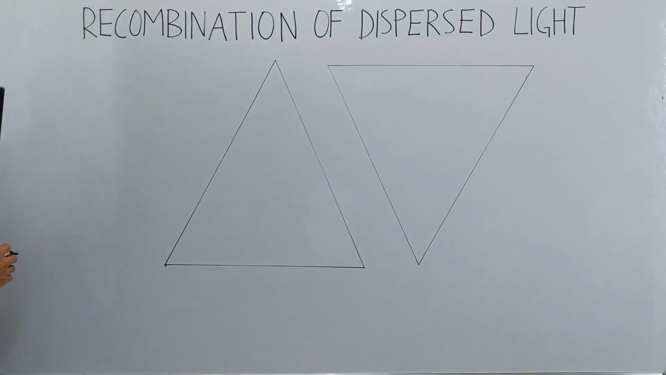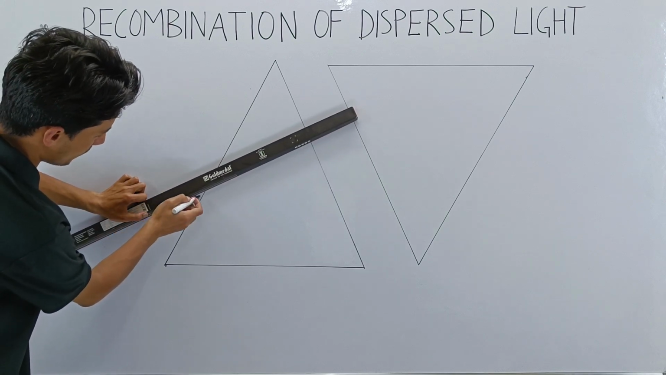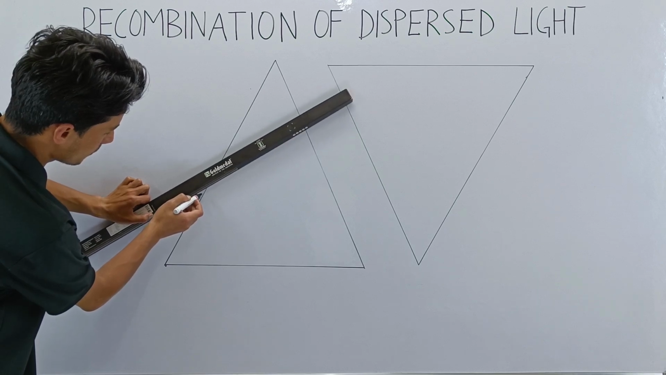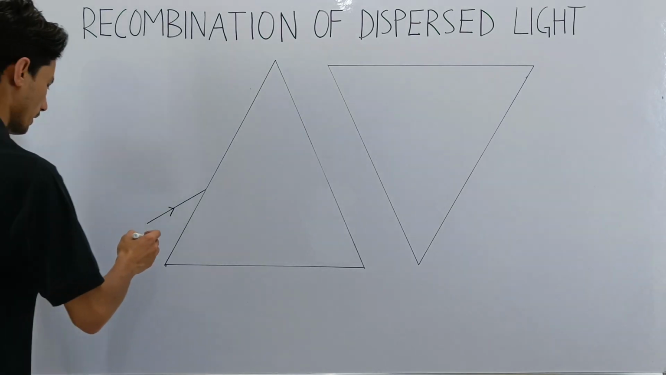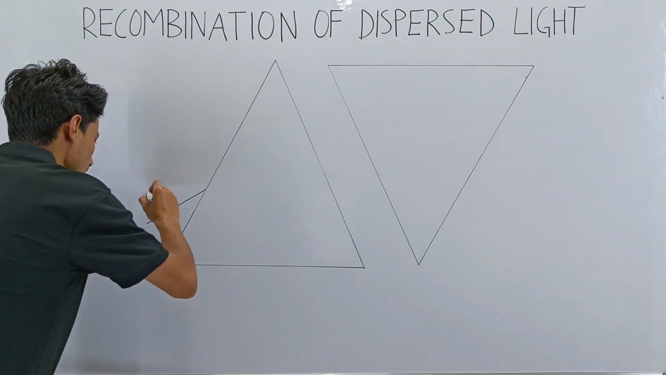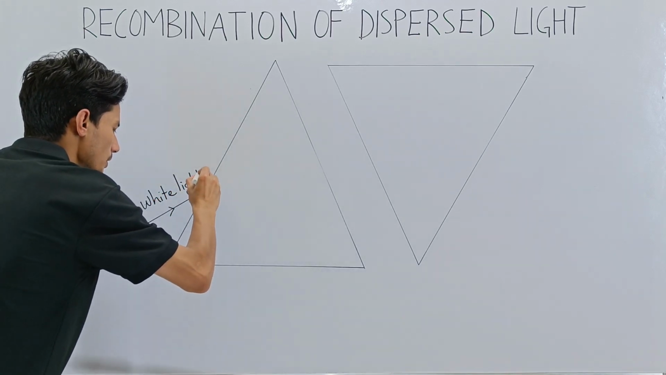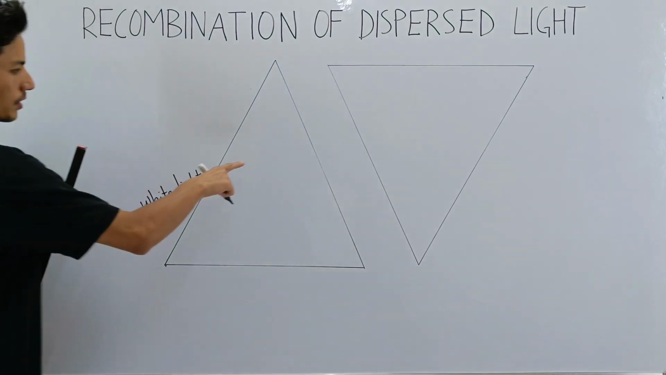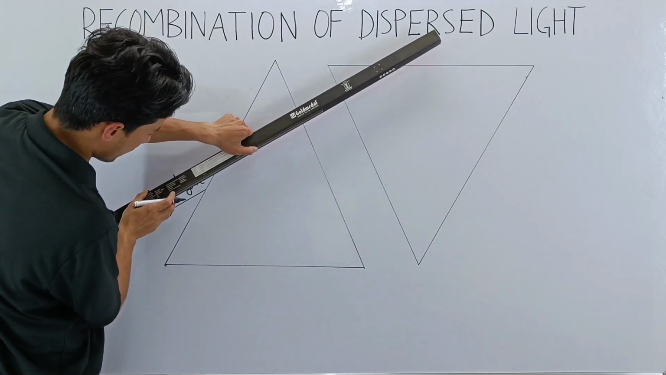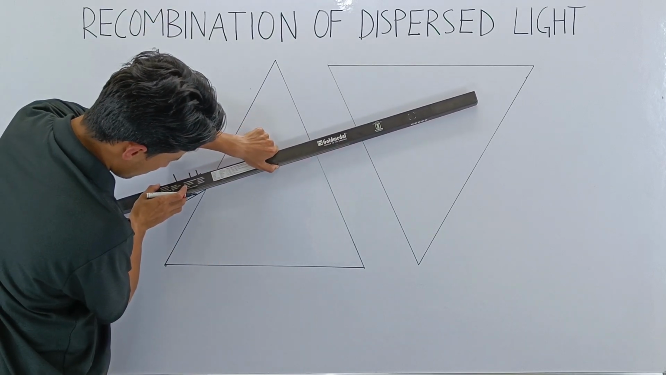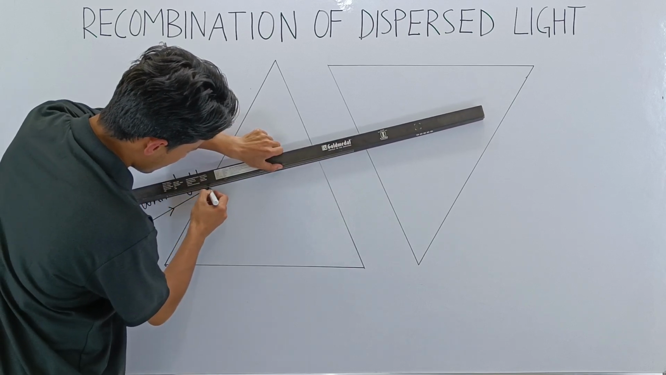So let us draw a single ray of light. So let this be the ray of light. Let's say it goes like this. So this is the white light. This white light is incident on prism A, the first prism. Now we know what will happen. We only know the diagram. So they will undergo dispersion.